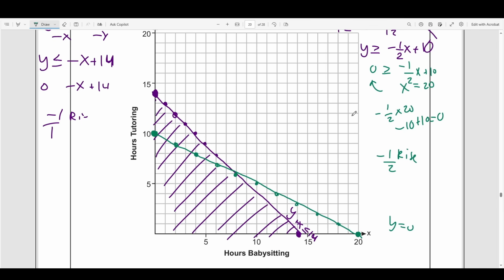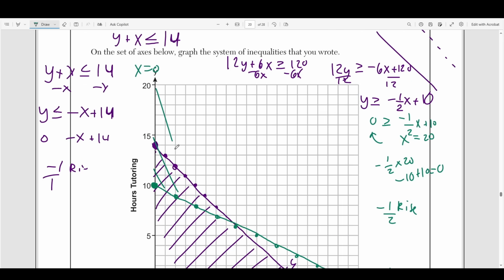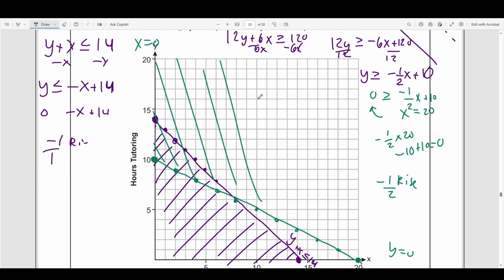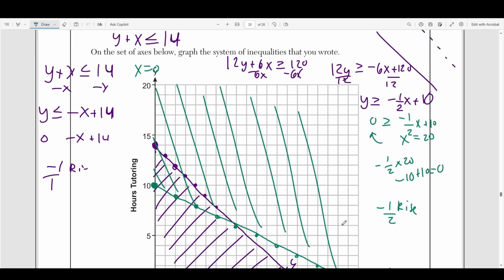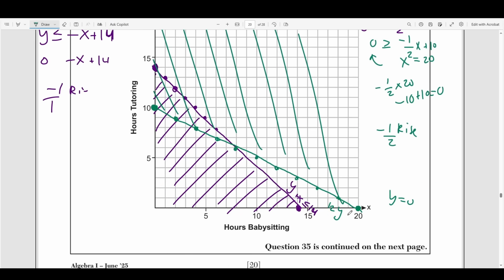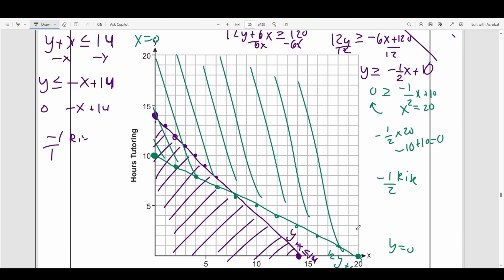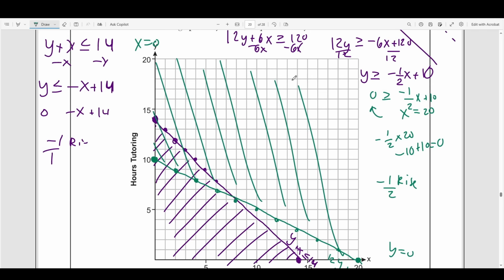And then because the inequality sign is facing towards the y, you're going to actually have to shade up towards the top of the page, okay? So you're shading above like so, okay? And remember to mark what line this is. So this is 12y plus 6x is greater than or equal to 120, okay?